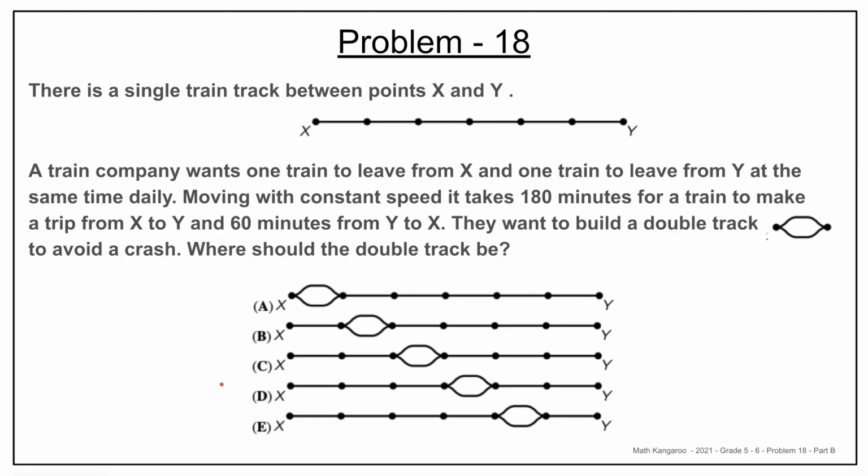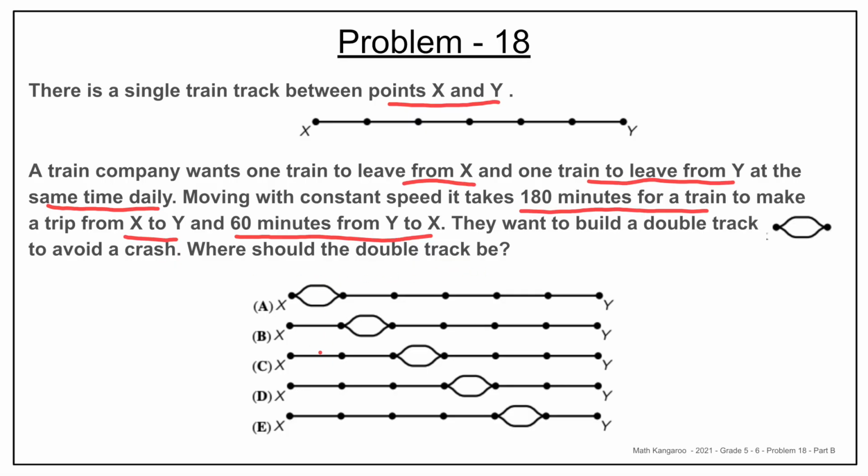Problem 18. There is a single train track between point X and Y. This is the point X and Y. A train company wants one train to leave from X and one train to leave from Y at the same time daily. Moving with constant speed, it takes 180 minutes for a train to make a trip from X to Y and 60 minutes from Y to X. They want to build a double track. This is the double track. To avoid a crash, where should the double track be?